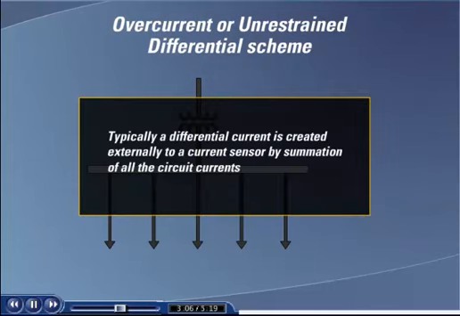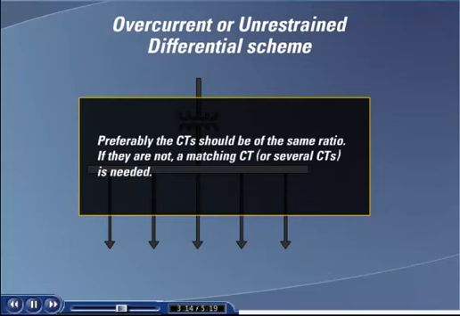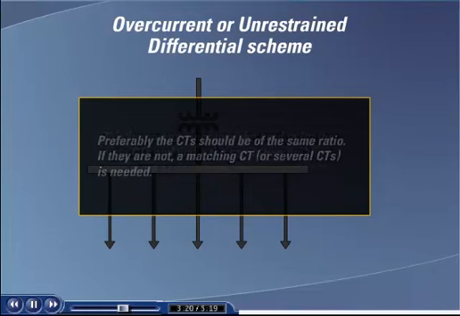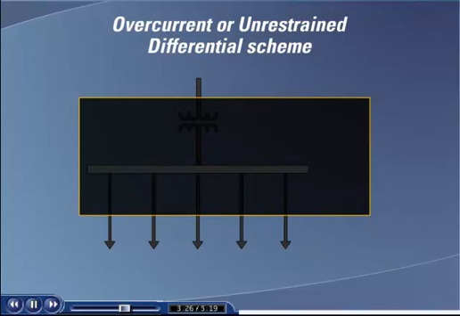Overcurrent differential. Typically, a differential current is created externally to a current sensor by summation of all the circuit currents. Preferably, the CTs should be of the same ratio. If they are not, a matching CT or several CTs is needed. This in turn may increase the burden for the main CTs and make the saturation problem even more serious.